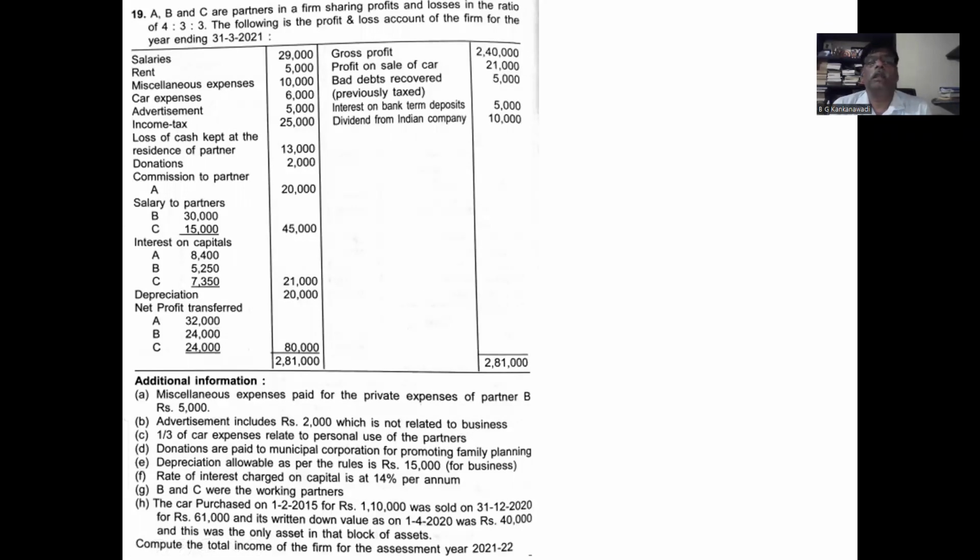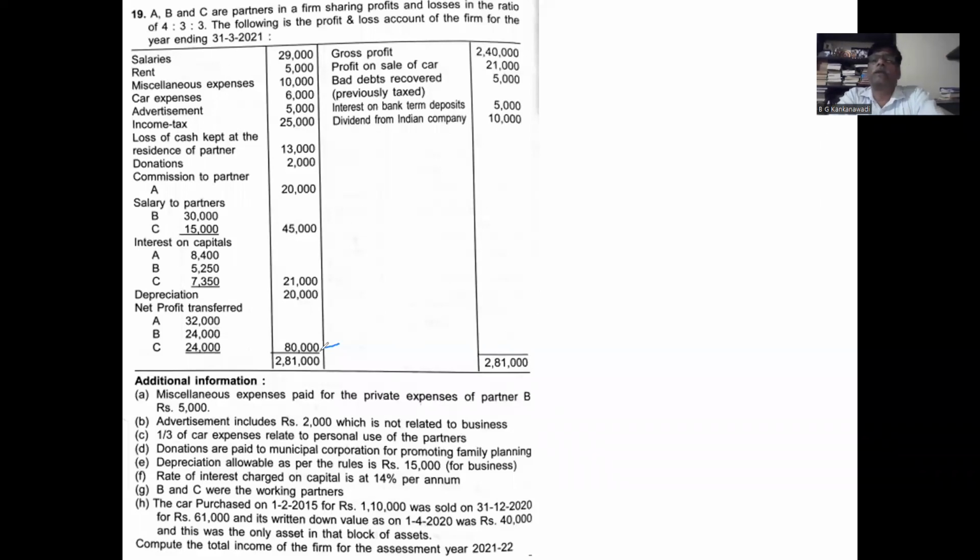In this question, A, B, and C are partners. There are 3 partners sharing profits and losses in the ratio of 4:3:3. 4:3:3 is the profit sharing ratio. And P&L account is given to you. In the P&L account, you take the net profit. Net profit is 80,000. First, you take the net profit 80,000.